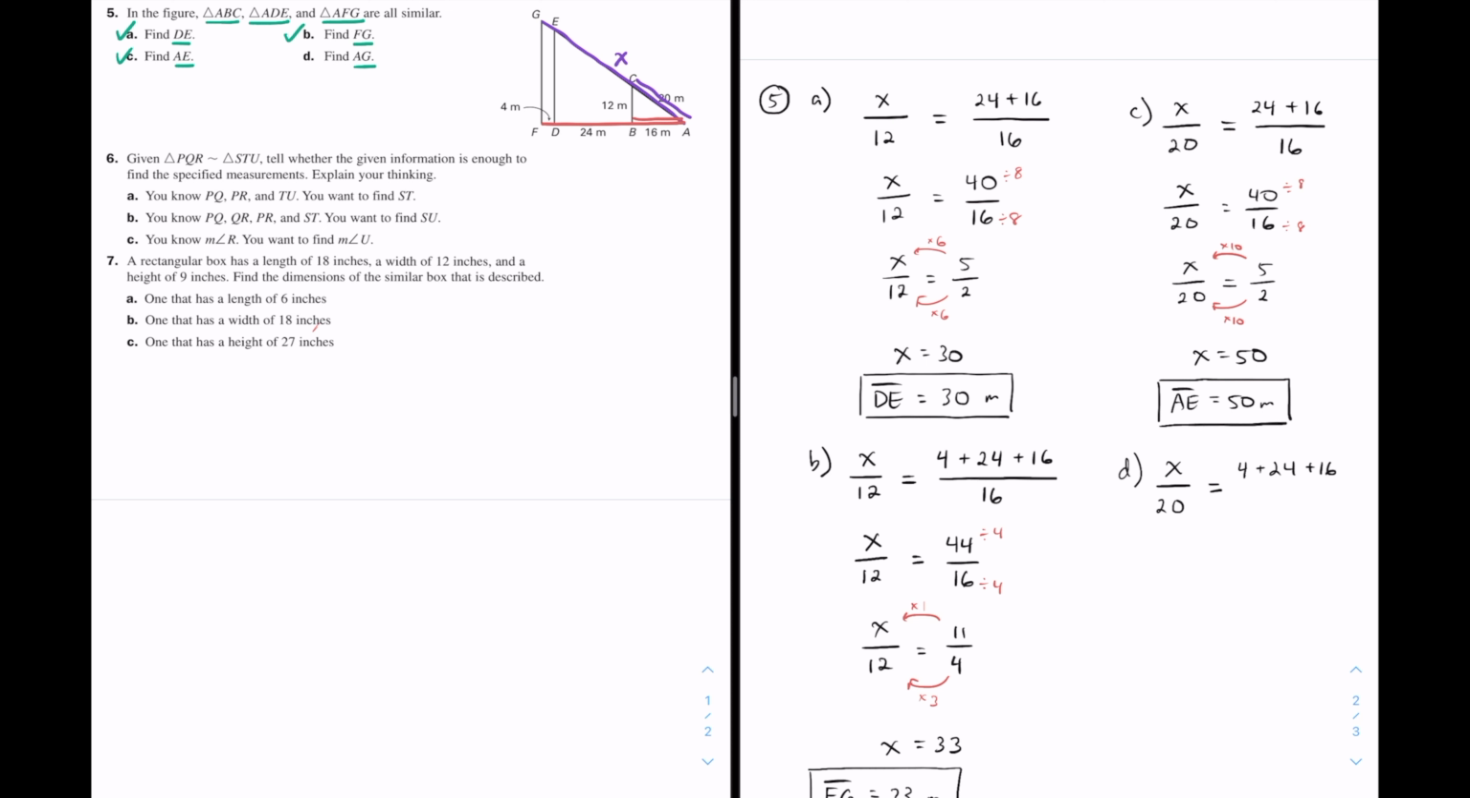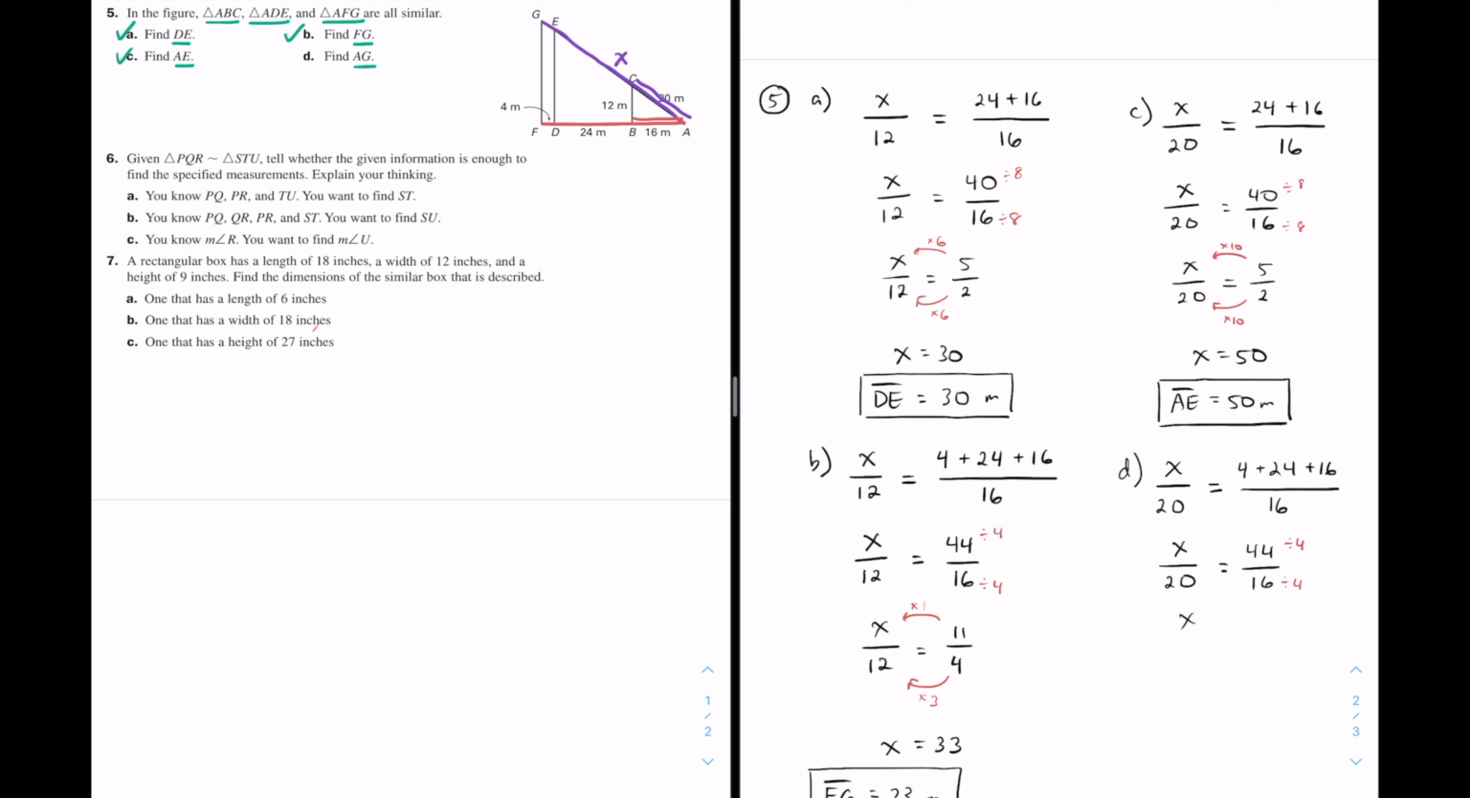That's all the way across the bottom to just the small triangle's bottom, which is going to be 16. We can go ahead and simplify this a bit. That's going to be 44 over 16. I think we can simplify this by 4 and 4.